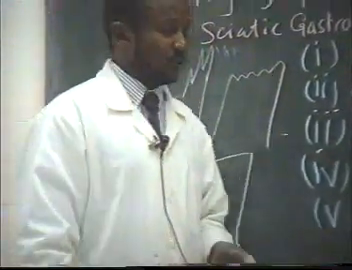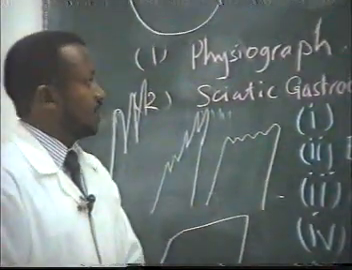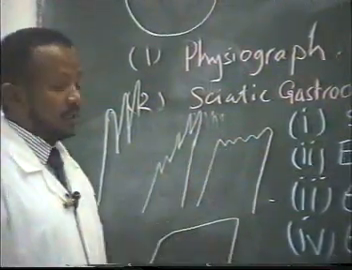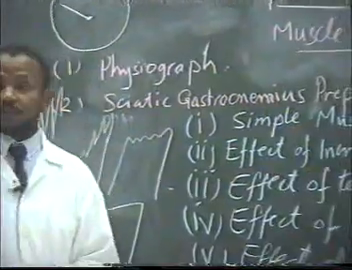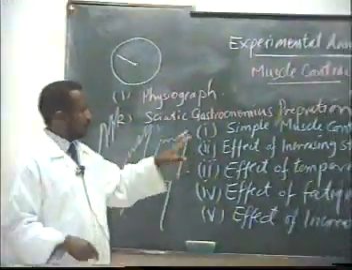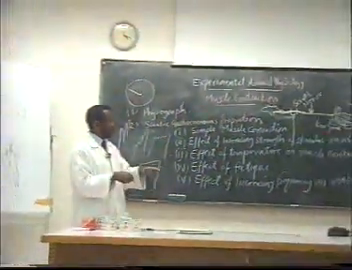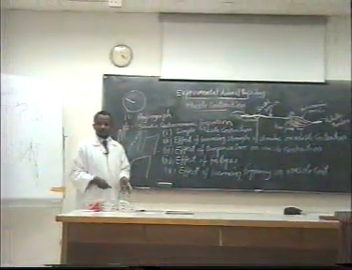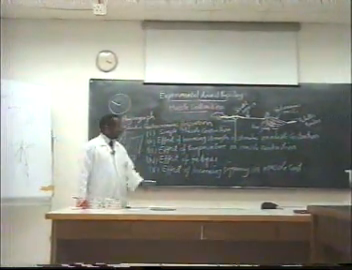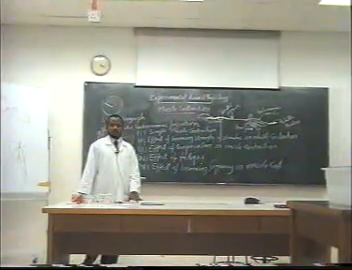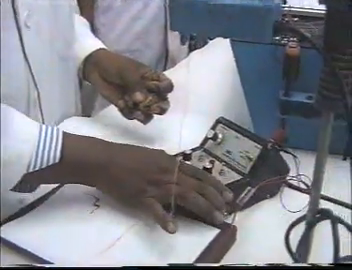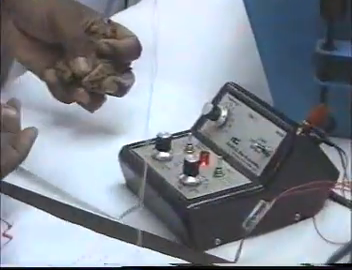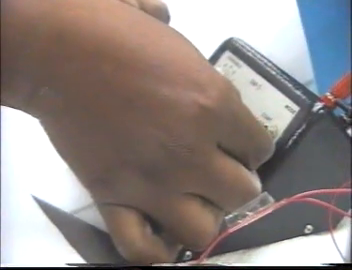So we are going to show all these responses by the muscle, and we are going to explain the different parts of the physiograph, and we are going to show also the dissection of the sciatic nerve and gastrocnemius. I mentioned this is a stimulator, an electrical stimulator. It gives an electrical stimulus.